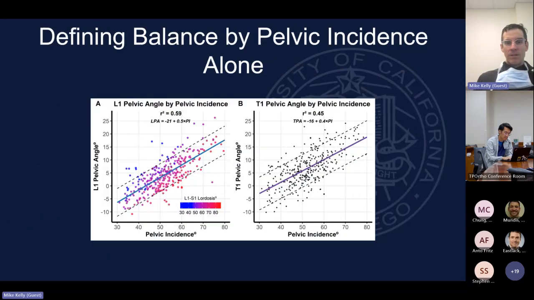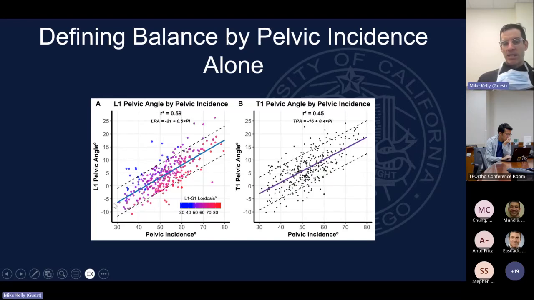I'll keep moving a little bit faster here. So if we define balance by pelvic incidence alone, what we find is that in all of the studies, if you look up any study that tried to make a prediction model of lumbar lordosis by pelvic incidence, the R squared ends up being around 0.5. R squared is a measure of model fit, and it's how much variation you have around your regression line. A high R squared is good. An R squared of 0.6 with one dependent variable, one independent variable, that's amazing for a biological system.